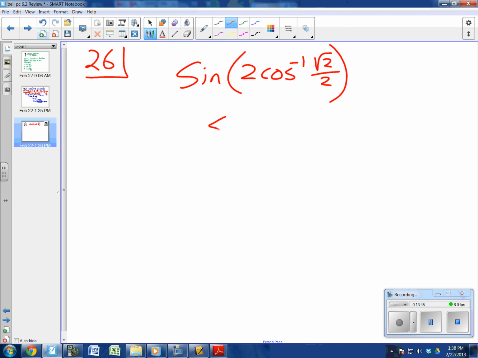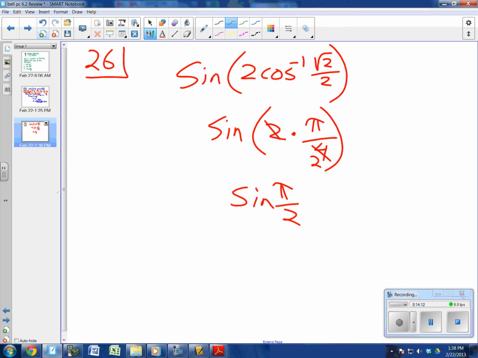So we go sine of 2 times pi over 4. Got it? Does everybody understand that? Okay, cosine inverse of square root 2 over 2 is pi over 4, right? Now, can I simplify this? Pi over 2, because 2, we're going to that once and going to that twice, right? So it's the sine of pi over 2.